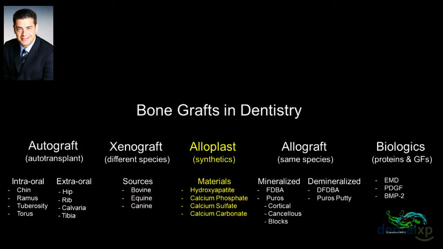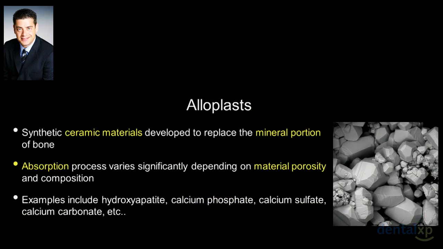What about alloplasts? Alloplasts are not very common in the US, but very common in other countries, especially in Asia. It's very common because of regulations that do not allow allografts and xenografts in those countries. They use a lot of alloplasts. Alloplasts are basically synthetic materials, and they can actually be derived from coral as well. And what you have is hydroxyapatite, calcium carbonate, calcium phosphate, different types of products.